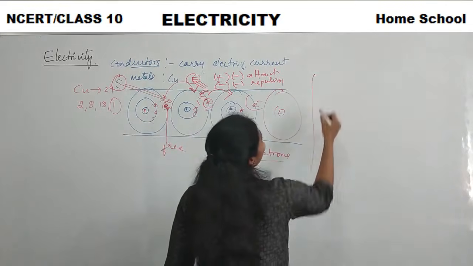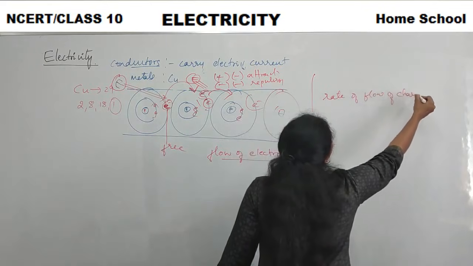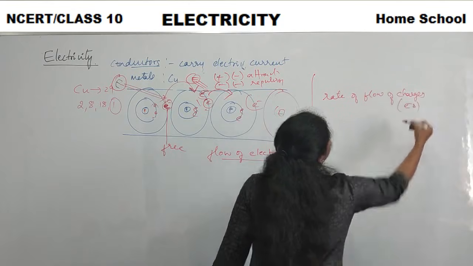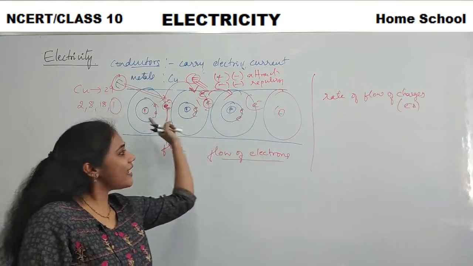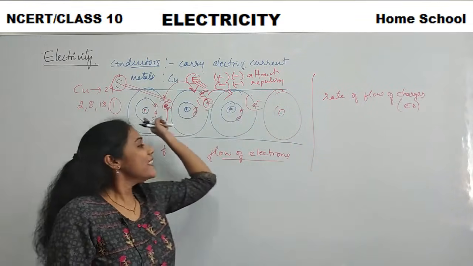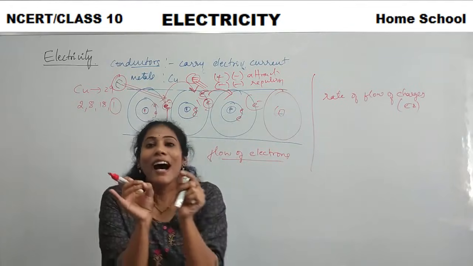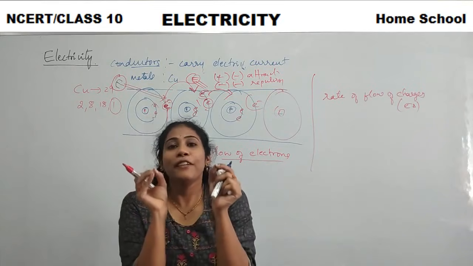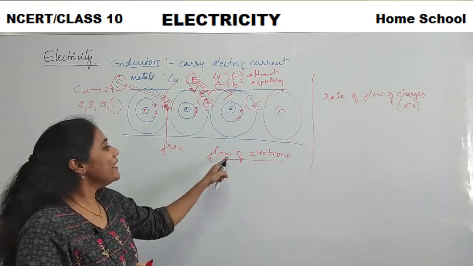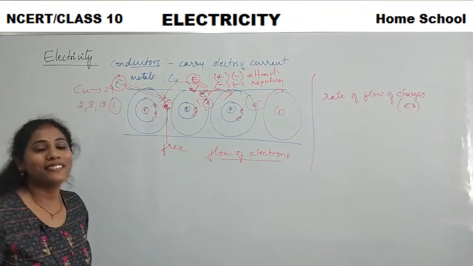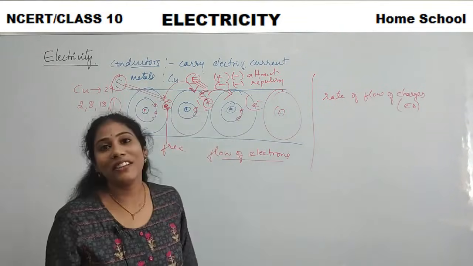So what is electric current, guys? I told you, rate of flow of charges. Here charges are nothing but electrons. This is how electrons flow from one atom to another. This is how electrons move forward in a particular direction constantly. A force is created, and that force is what we call electricity. Clear? Now you understood what we mean by the word flow of electrons, right?